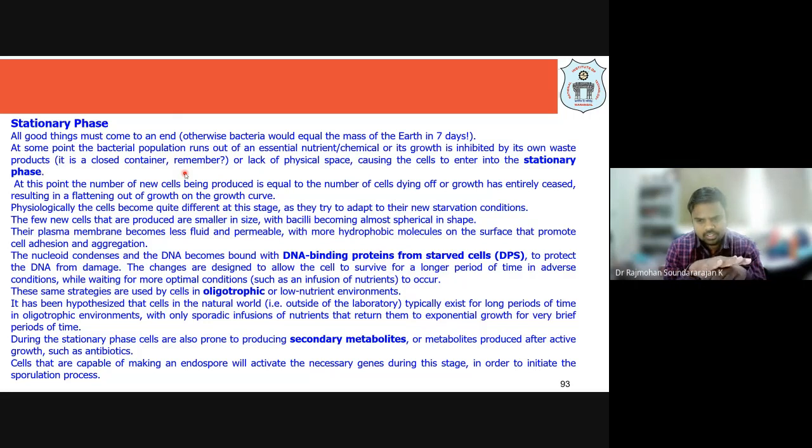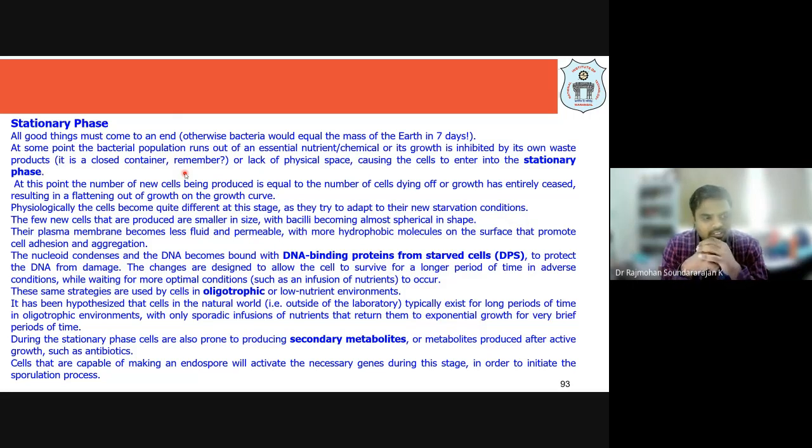Okay, that means there is no increase in the rate at which it is multiplying, but at that time the death rate and multiplication are balanced, so you have a count that is stationary. That is the stationary phase. Because if you keep growing, the bacteria would equal the mass of the earth in 7 days if there is no end to it.